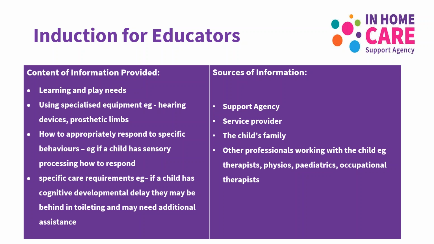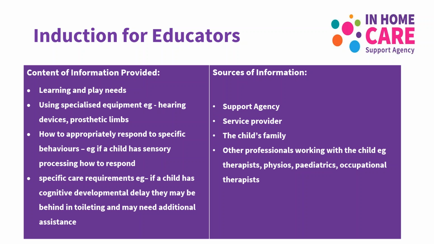When you commence care of a child in in-home care, if you feel you need additional support, you can consult your in-home care support agency, your service provider, or ask the family permission to access information provided by other professionals working with the child. For example, you may ask to seek strategies provided by the child's health professional, such as an occupational therapist, to see if you can incorporate any of their strategies into your program. Other sources of information include your support agency, the child's family, and other professionals, such as physios, paediatricians, or OTs.